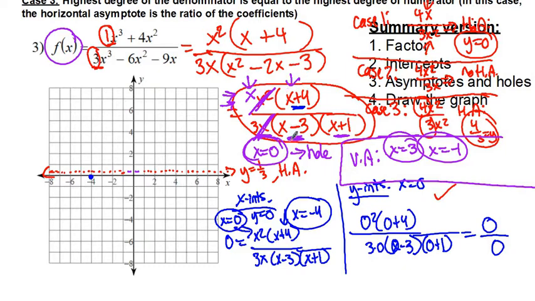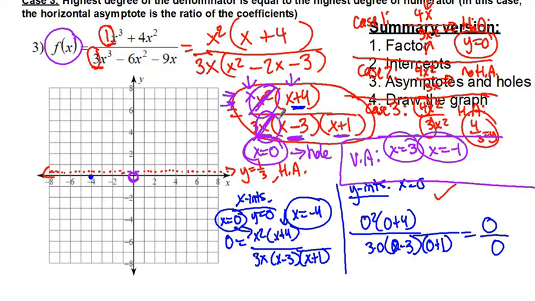0 times 4 is 0, and the bottom, it doesn't matter what it is. So there actually will be a hole right there at 0, 0. Okay, I don't want to confuse you. The reason there's a hole is because, remember, we said holes occur when there's something on the top and the bottom that cancels. And what is it that we canceled right here?